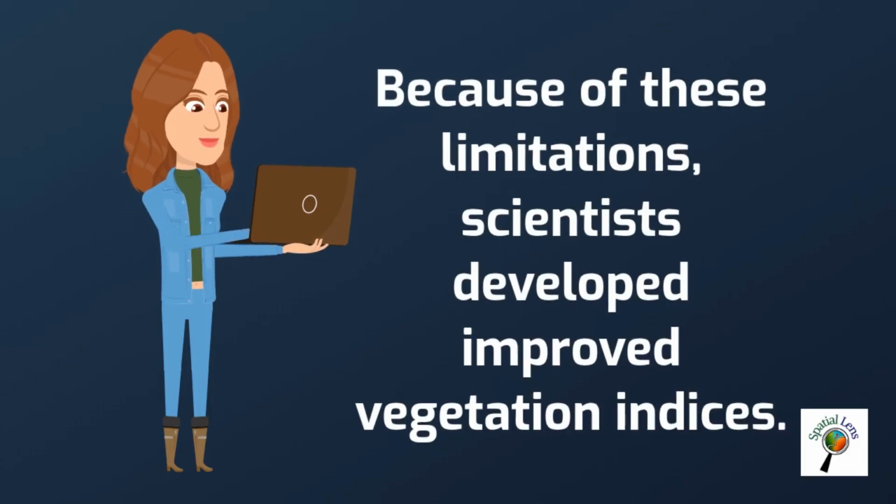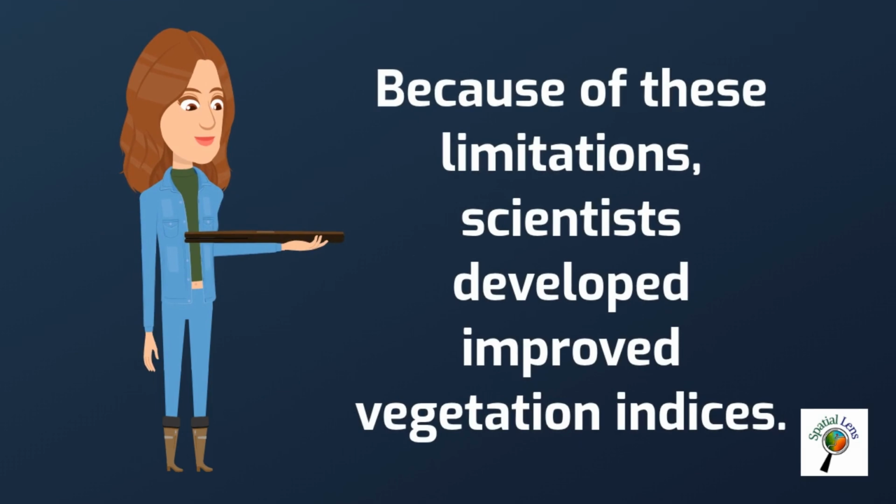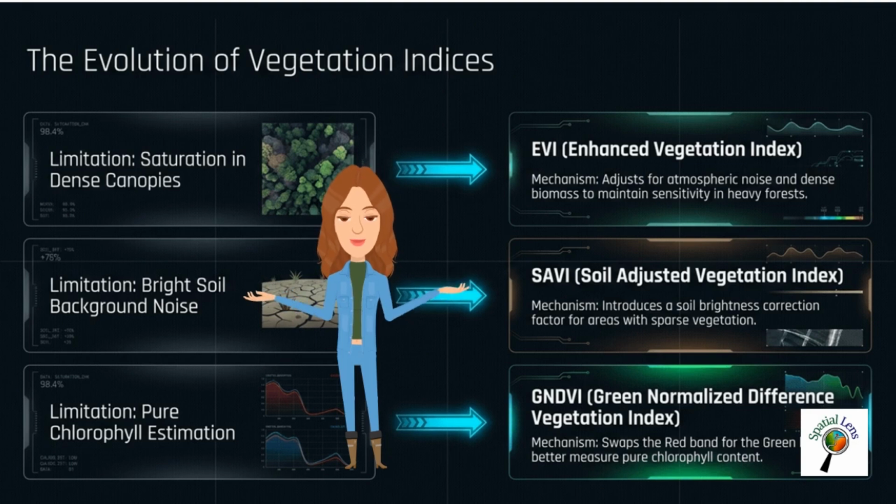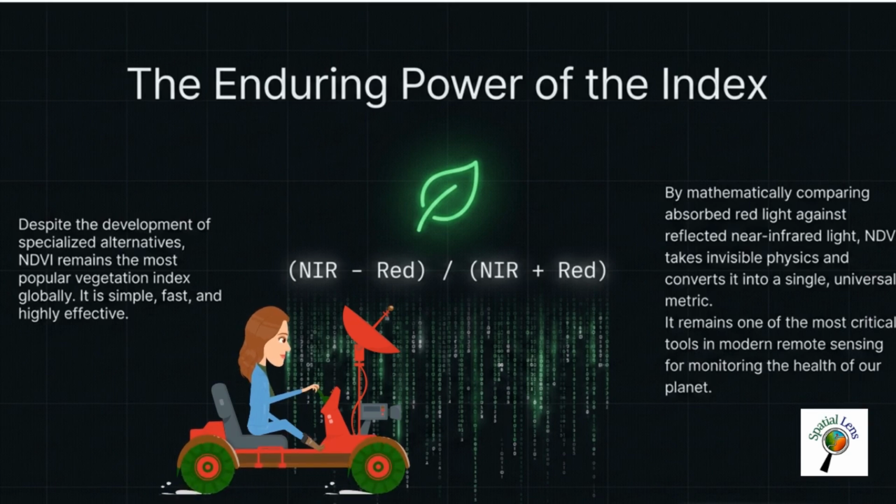Because of these limitations, scientists developed improved vegetation indices. Examples include EVI, which improves performance in dense vegetation, SAVI, which reduces soil background effect, and GNDVI, useful for chlorophyll estimation. Even so, NDVI remains the most popular vegetation index because it is simple, fast, and highly effective.